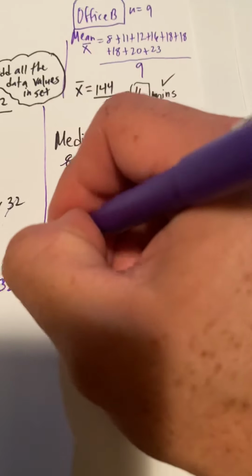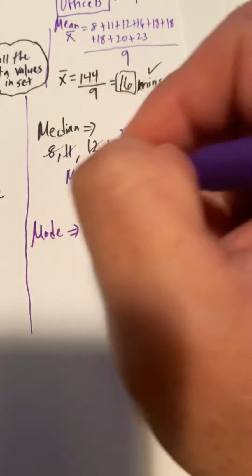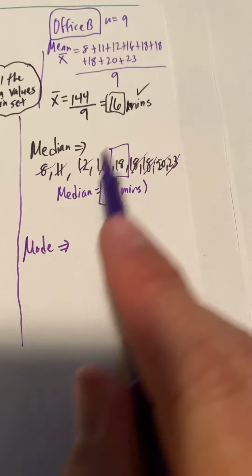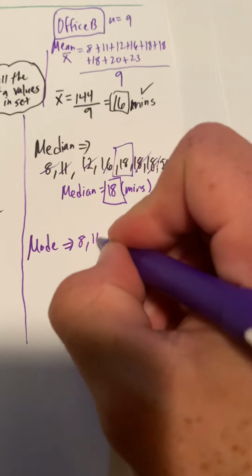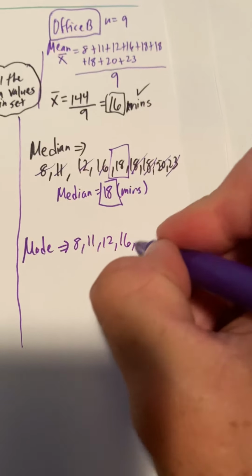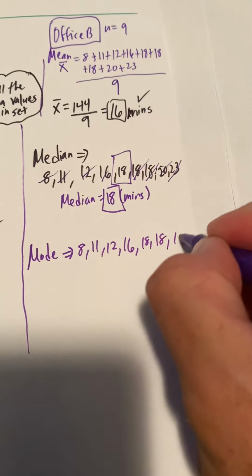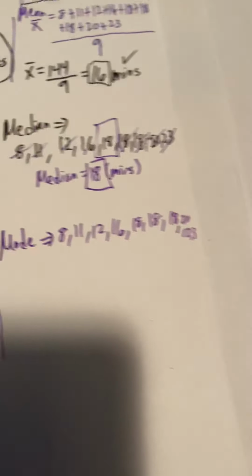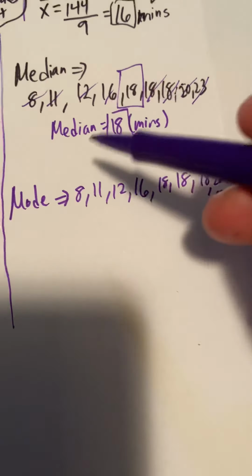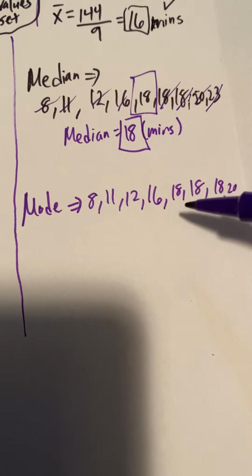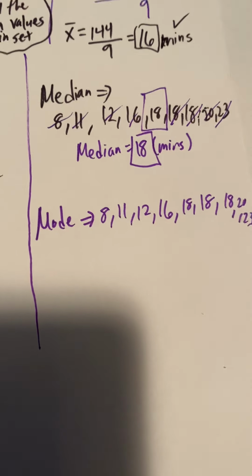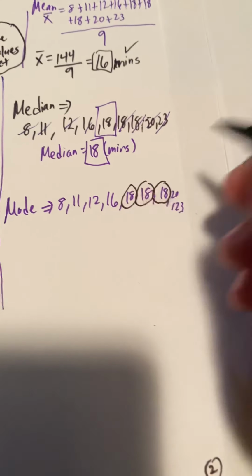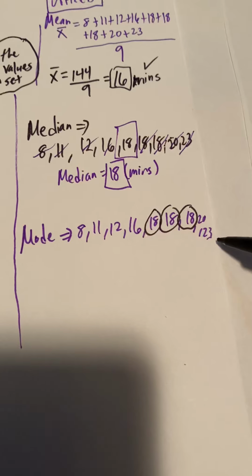Okay, the last but not least is the mode. So remember that the mode is the one that occurs the most frequently. Again, you could rewrite the numbers in the set here, from least to greatest. You don't have to write it from least to greatest for the mode, but since it's already there, I'm just going to copy it down. 18 and 20 and 23. Okay, so from right here, notice that the 8 does not repeat. 11, 12, 16 doesn't repeat. 18 repeats how many times? Well, here's 1, 2, 3 times. 20 doesn't repeat and 23 doesn't repeat.